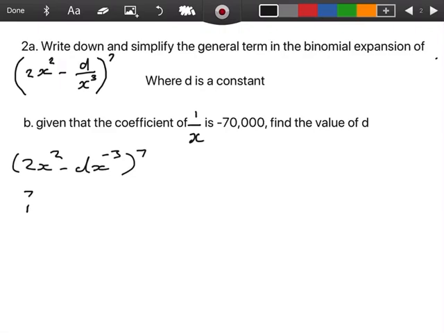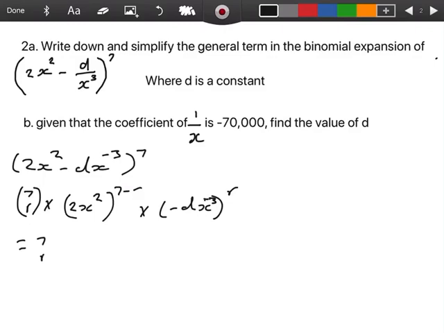So that becomes 7Cr times (2x squared) to the power of 7 minus r, times (negative dx to the negative 3) to the power of r, which gives 7Cr times 2 to the 7 minus r times x to the power of 14 minus 2r times negative d to the power of r times x to the power of negative 3r.